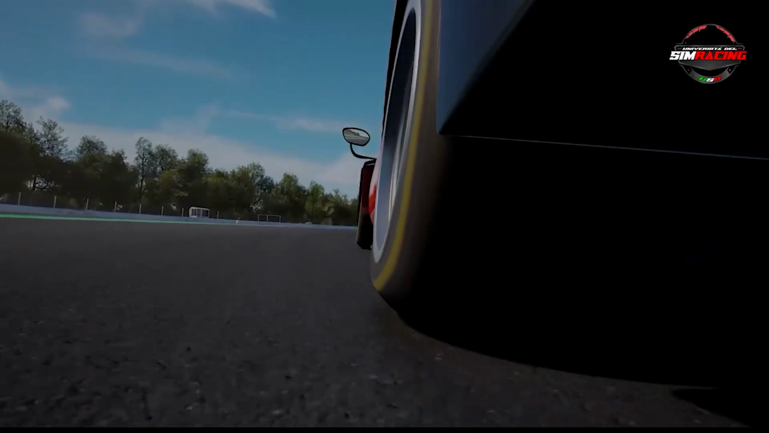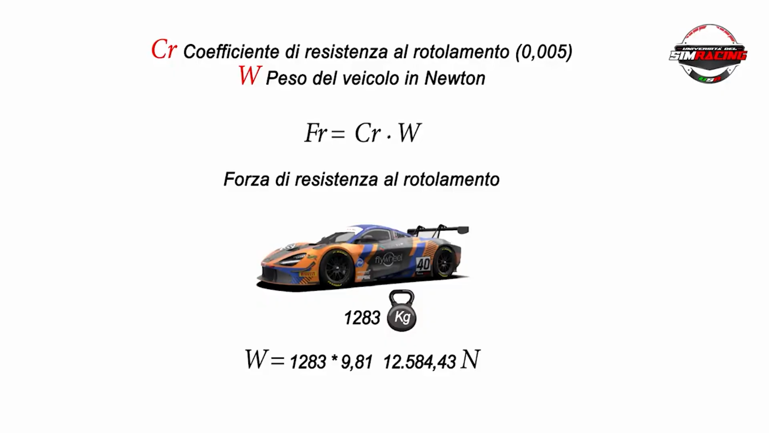We mentioned that rolling resistance is expressed through the rolling resistance coefficient, CR. In racing cars, this coefficient is very low, around 0.005, whereas in road cars, it's significantly higher, typically around 0.03. The force of rolling resistance is calculated using the following formula. FR equals CR times W, where CR is the rolling resistance coefficient, W is the weight of the vehicle in newtons.